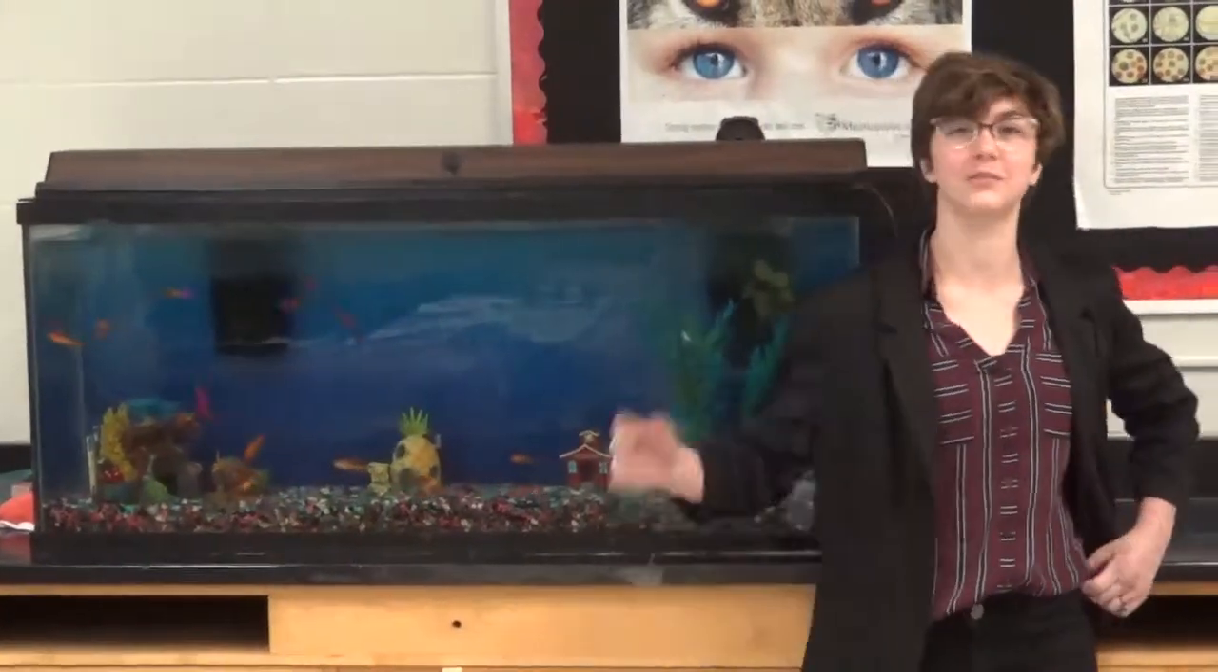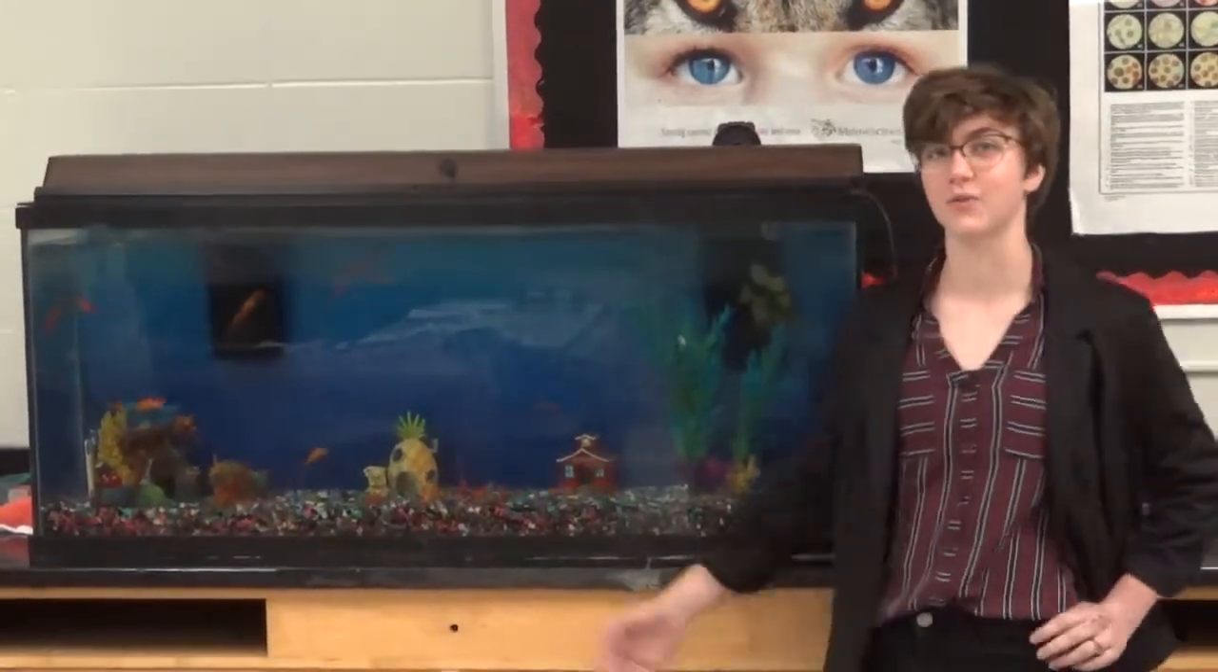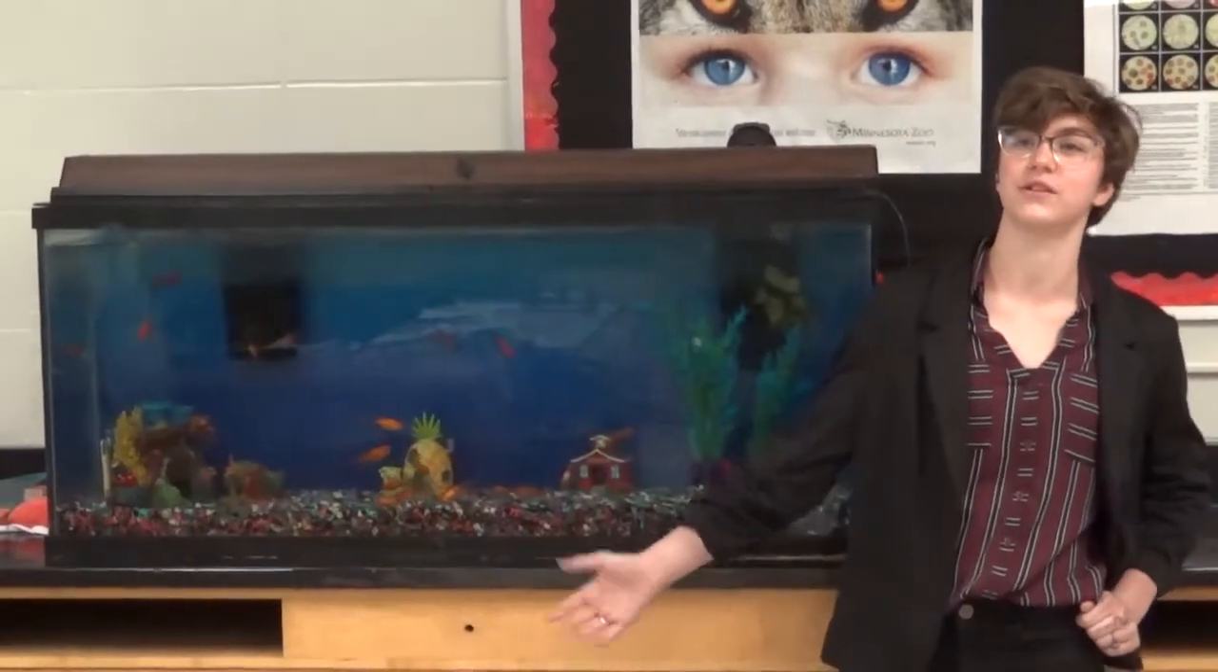Today we're going to be learning about if the temperature of the water affects how the goldfish breathe and the speed that they breathe at. We are manipulating the temperature of the water to see how it affects the fish's breathing rate, which would be the results variable. So the breathing rate is the results variable.